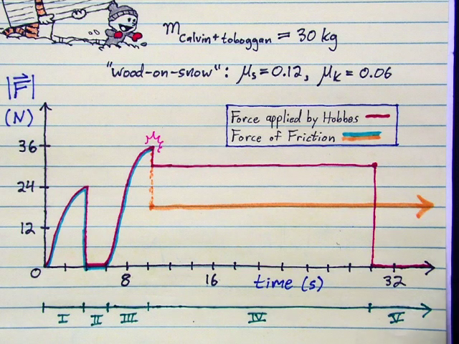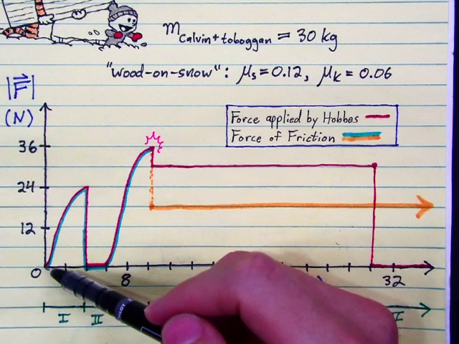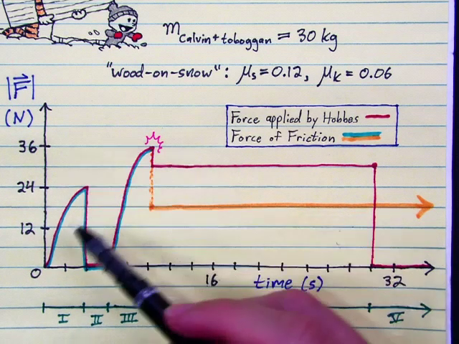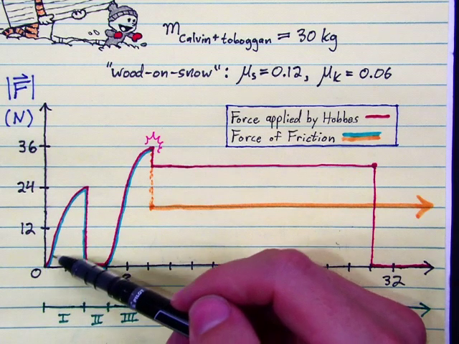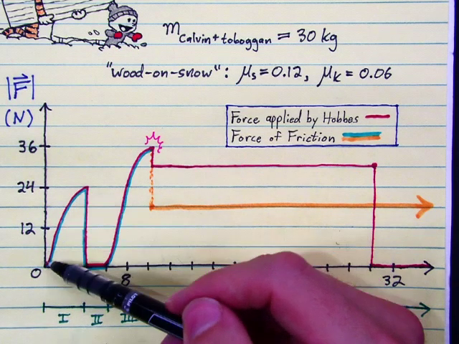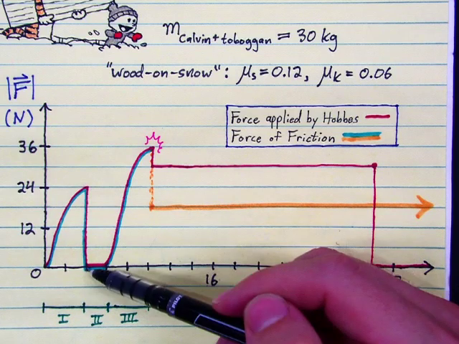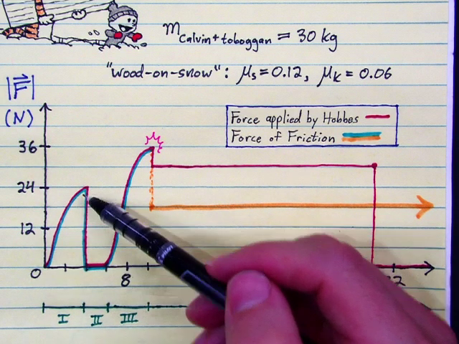Ready? Okay, here's my interpretation. During this time period, Hobbes starts to push. His force starts at 0, and he pushes harder and harder, up to 24 newtons. But that whole time, the force of static friction is growing to match him, so Calvin doesn't start moving, and Hobbes gives up at this point and stops pushing. Calvin is still at rest. Static friction was not overcome.